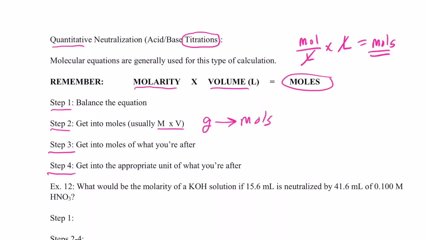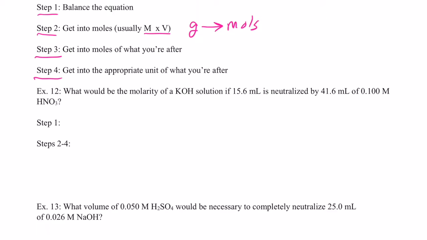Now, the best way to teach this is just by doing a few examples. So, we're going to do a couple for you. Example 12, you're going to have one just like this on your upcoming assignment. So, pay careful attention and take really, really good notes. Now, I'm going to read the problem to you, and I don't think it's going to make a whole lot of sense. But then, we'll go through the 4 steps, and we'll arrive at our answer, and hopefully you'll have an aha moment. Alrighty? So, what would be the molarity of a potassium hydroxide solution if 15.6 milliliters of it is neutralized by 41.6 milliliters of 0.1 molar nitric acid? So, am I right? Did that just sound like blah, blah, blah, blah, blah? Yeah, I thought so. So let's just follow the steps and see if we can arrive at an answer.